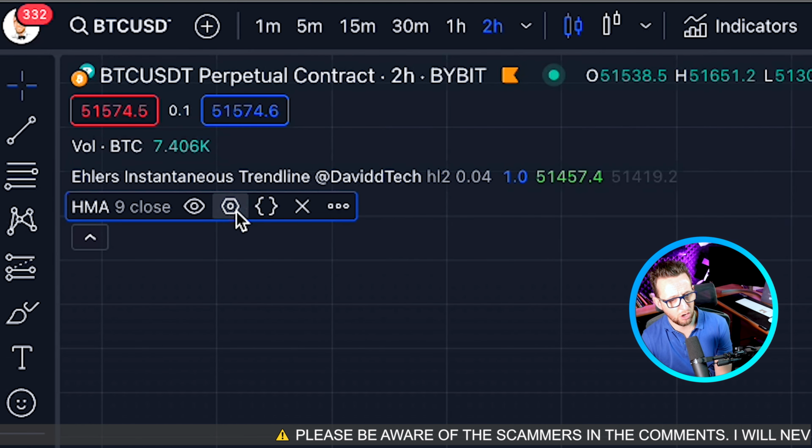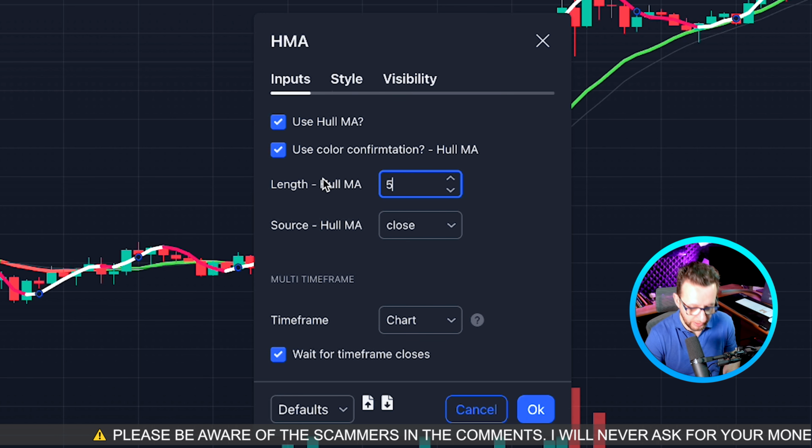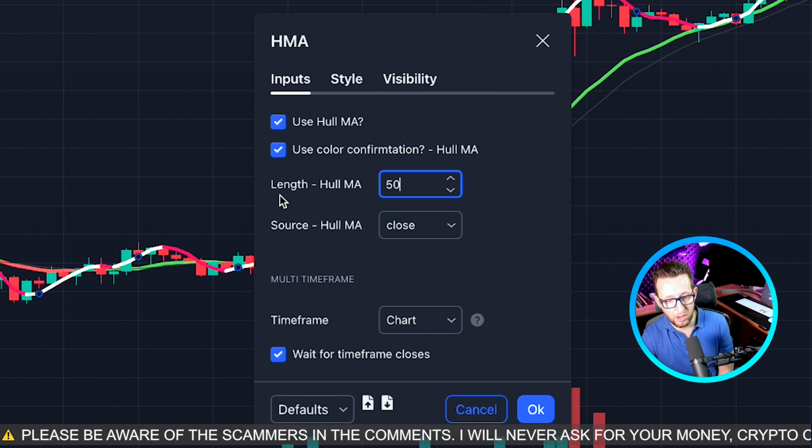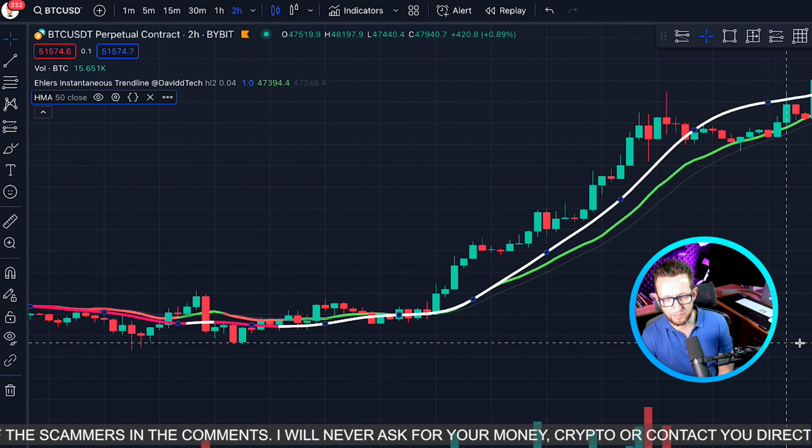I'm going to click the cog very quickly. We're going to hit input and I'm going to set it to 50. That's going to give us a little bit more of a longer term trend line for us to be able to confirm our entries.